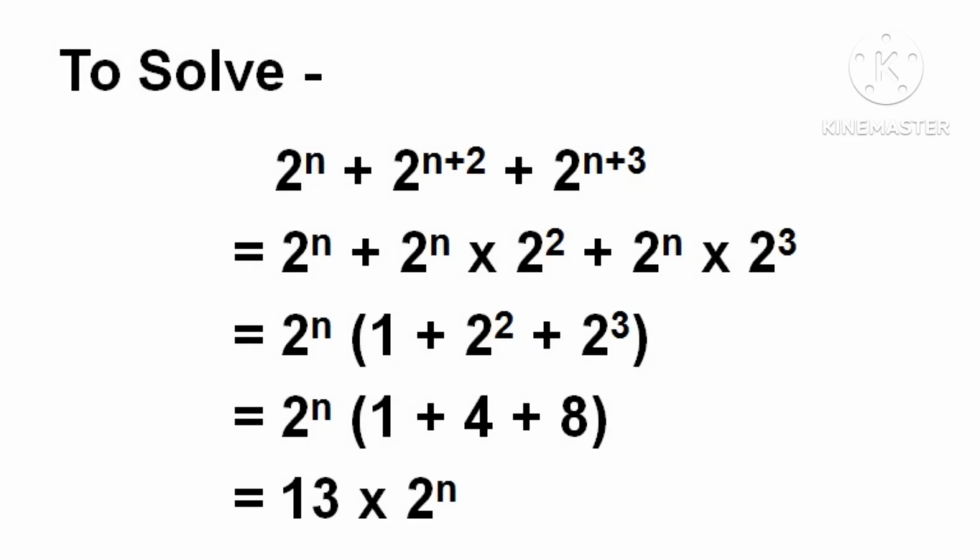Then by taking out 2 raised to n as common factor, it can be written as 2 raised to n multiplied by 1 plus 2 raised to 2 plus 2 raised to 3. Thus it becomes 2 raised to n multiplied by 1 plus 4 plus 8, that is 2 raised to n multiplied by 13.